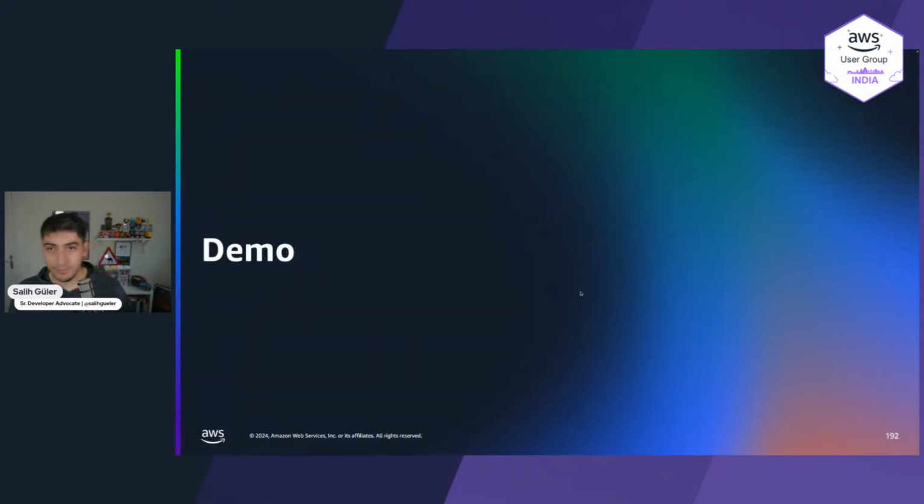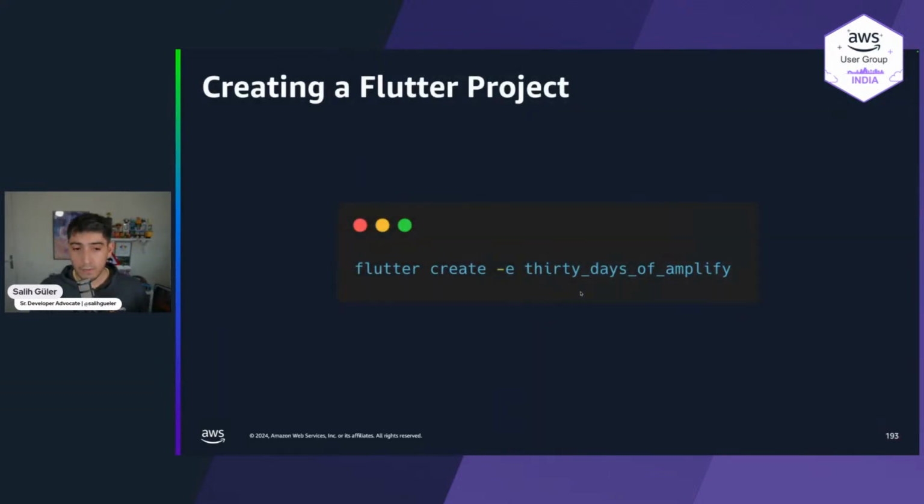So with everything done, let's see everything in action. First of all, how do you create a Flutter application? It is flutter create and the name of the application. This -e here basically gets rid of all the comments in it.